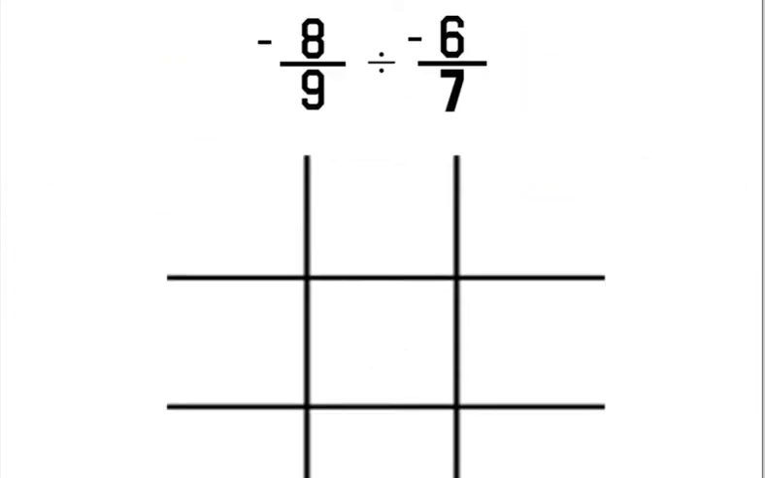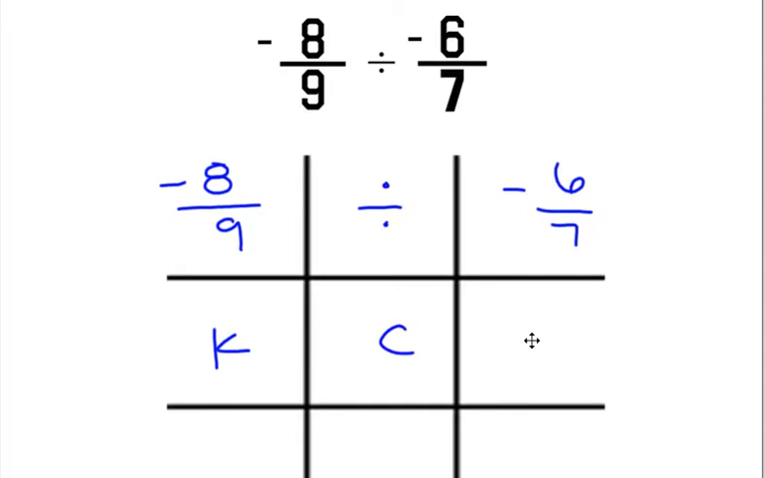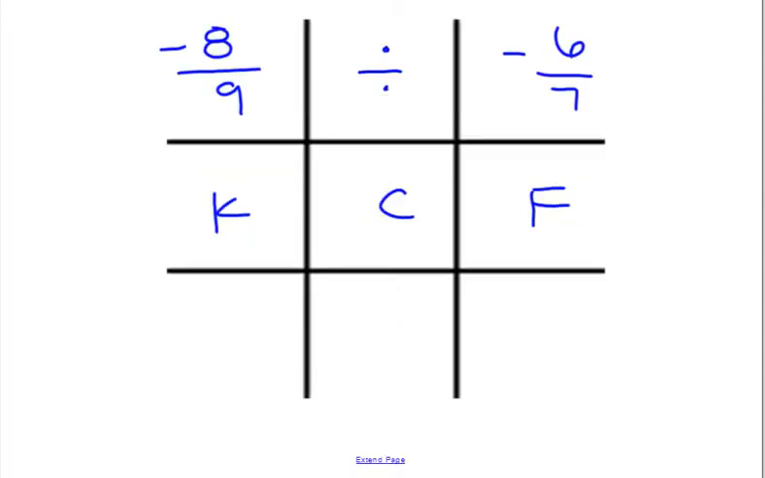All right, next one. So negative 8 over 9 divided by negative 6 over 7. So keep, change, flip. So keep negative 8 over 9. Change division to multiplication, and flip negative 6 over 7 to negative 7 over 6. Now I have a negative divided by a negative, so my answer is going to be positive. Okay, so let's do our checks.